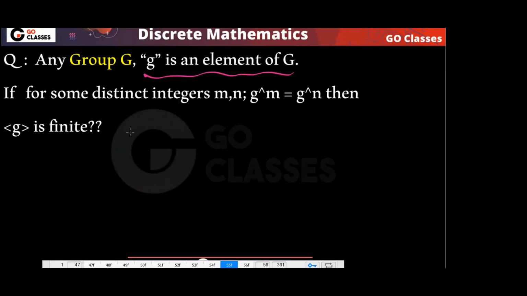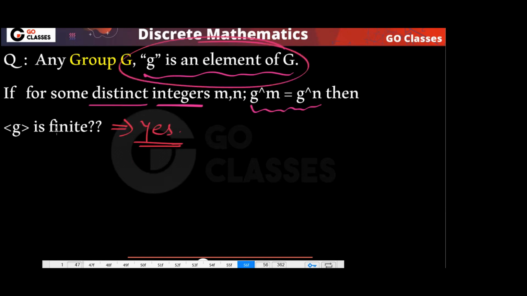G is an element, and we are saying that for some distinct integers m, n, G power m is equal to G power n. Then can I say the order of G will be finite? Can I say the number of elements generated by G will be a finite set? What do you think? The answer is yes. Why?